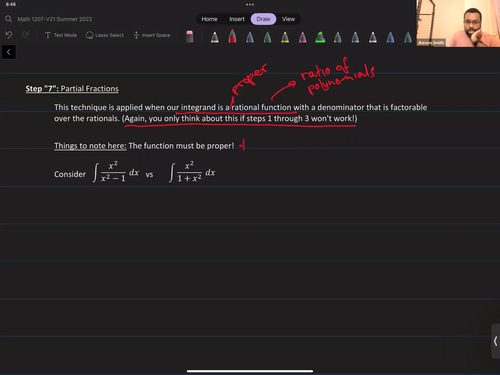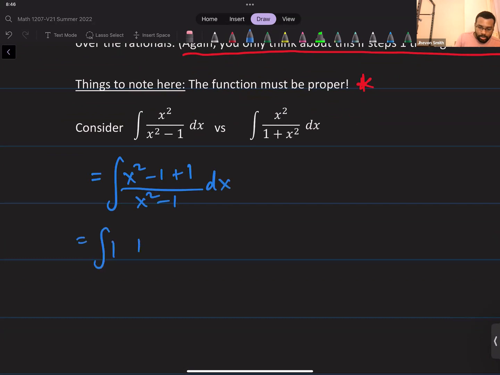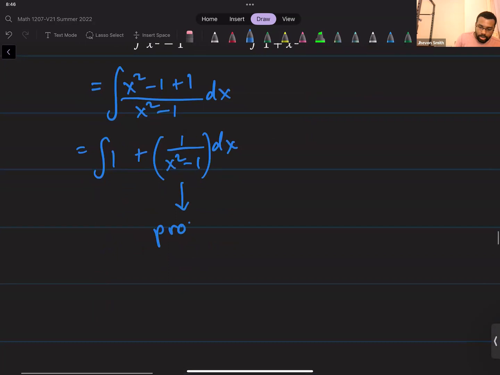The thing to note, the function must be proper. If it's not proper, you can actually make it proper by doing the tricks here. So for this one, try to get the denominator in the top, so I would subtract 1, add 1. And so this one here is now proper. So partial fractions can work.